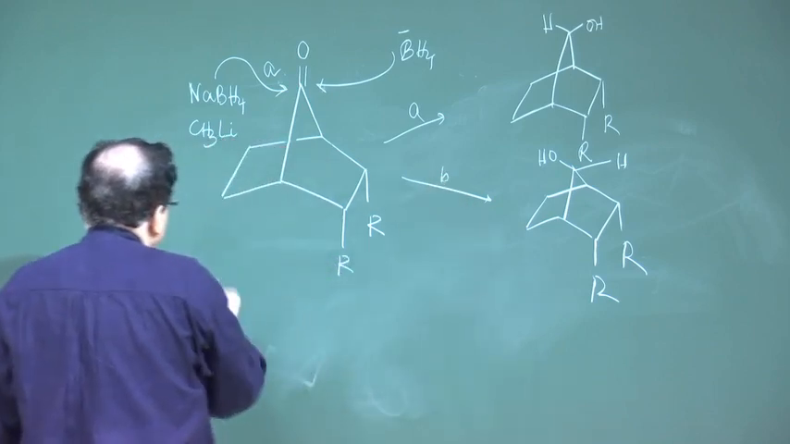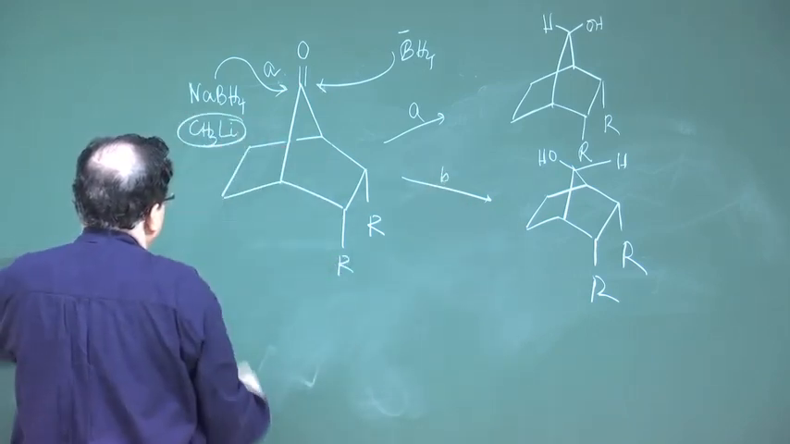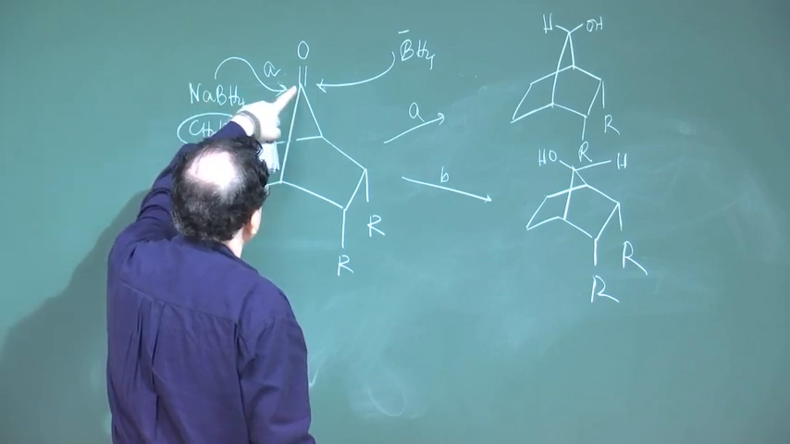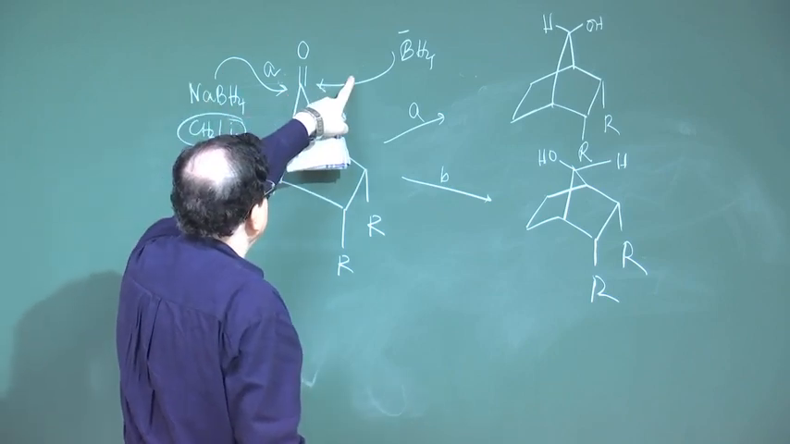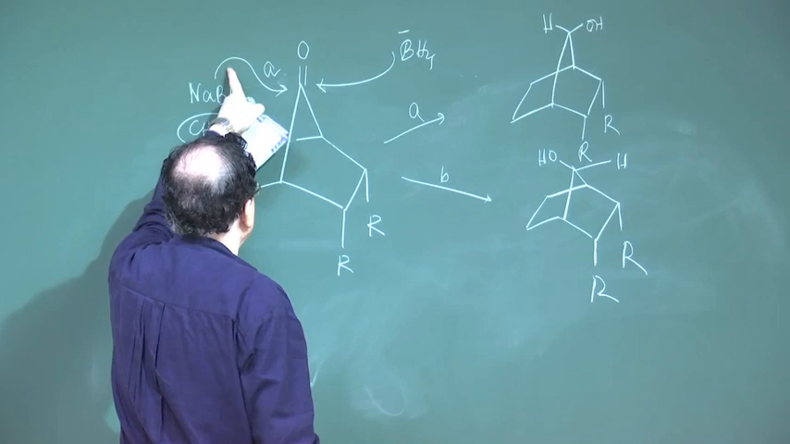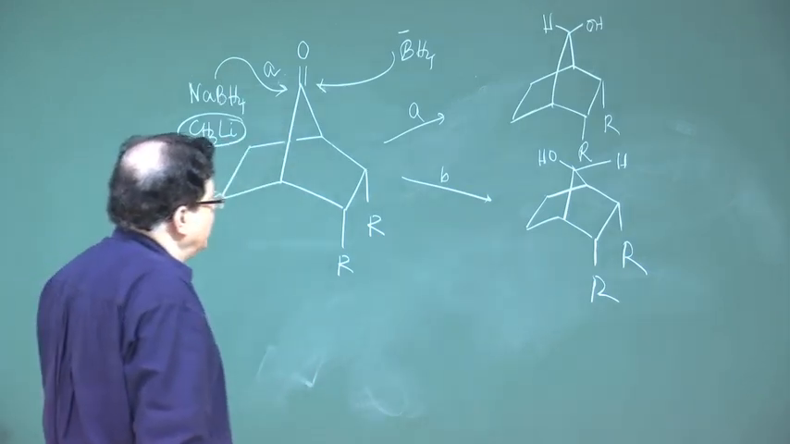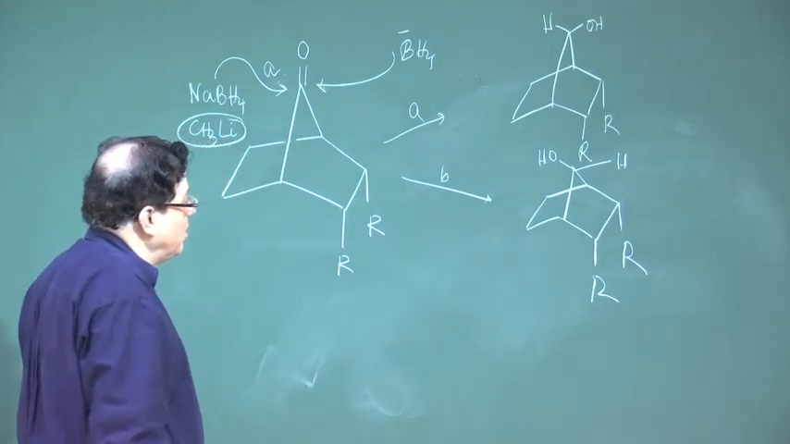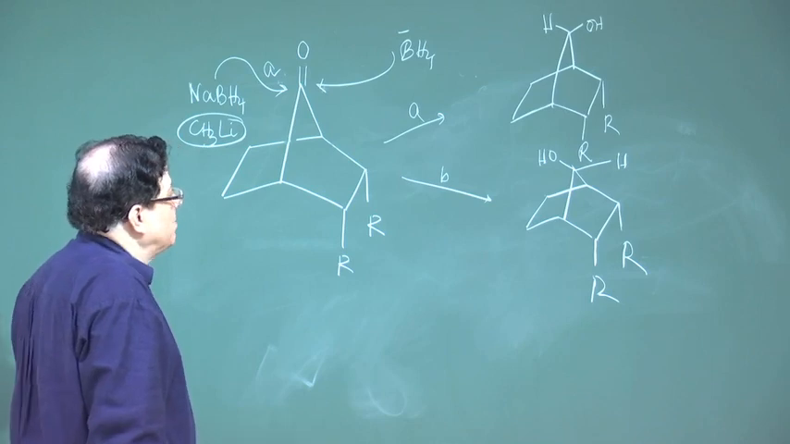For methyl lithium, it is the same. So, I just exclude the methyl lithium. If the methyl comes from this side, you get OH on that side. If the methyl comes from that side, the OH is on the left side, it is similar. So, the argument will be the same. The question now is which one is the major product.